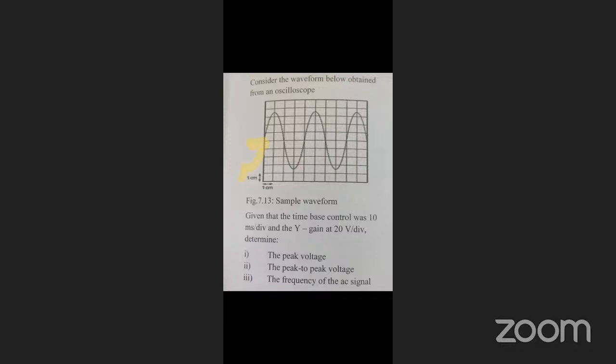Now, what is the amplitude? Amplitude is simply the total displacement from the mean position. Then you are told what is the peak voltage. Now the peak voltage is from this point, the mean position, up to this point. So if one division is 20 volts, how many divisions do we have? It is 1, 2, 3, then 3.5. Are we together up to that point? Yes. So it is 3.5. So the peak voltage will be equal to what? 3.5 divisions multiplied by 20 volts.